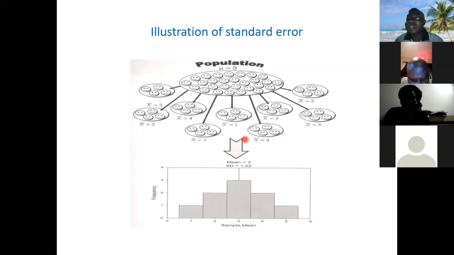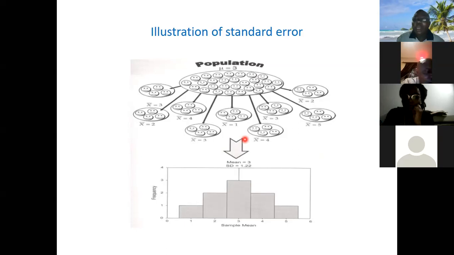The second thing is that if your standard error is very small, it means that your attribute, what you have calculated as your statistic, is close to the population parameter. If your standard error is very big, it means that the thing you calculated is far from the parameter.